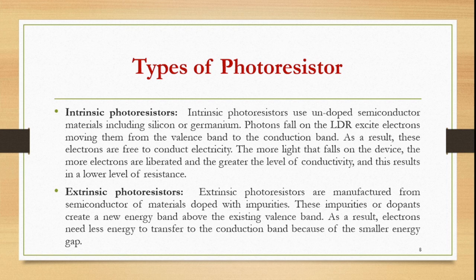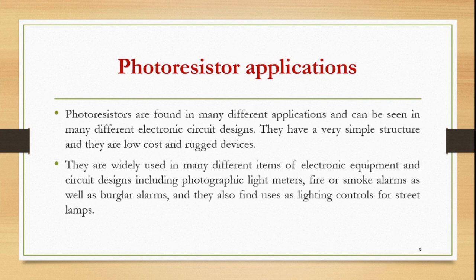While in the case of an extrinsic photoresistor, the impurities or dopant create a new energy band above the existing valence band, and as a result, an electron needs very little energy to transfer to the conduction band because of the smaller energy gap. That's why extrinsic photoresistors are more sensitive to light than intrinsic photoresistors. We can now see the applications of the photoresistor.